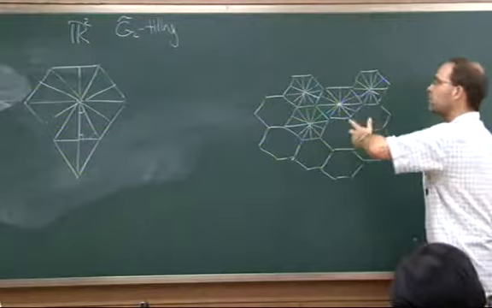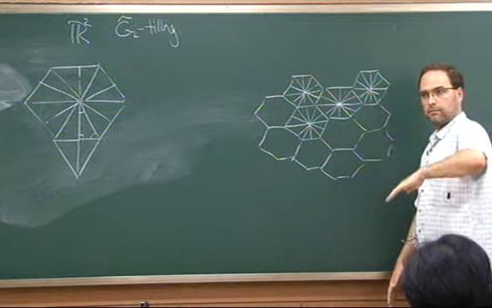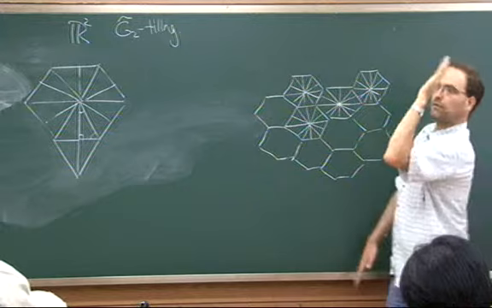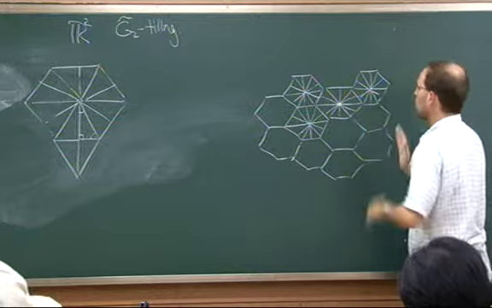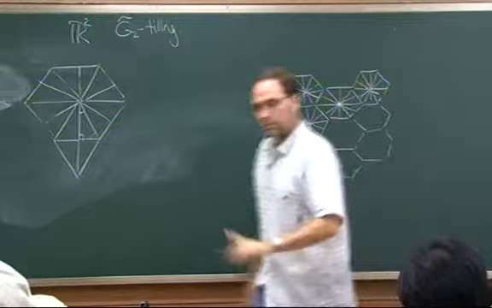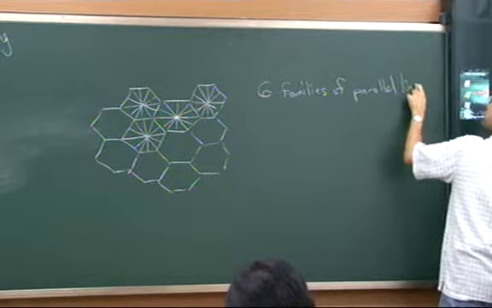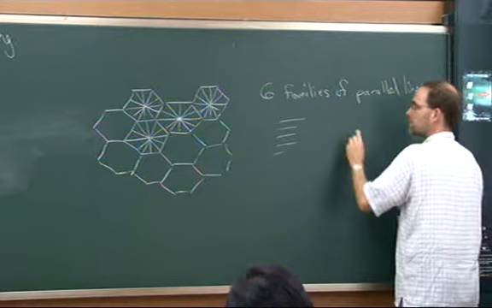One point that I want to make is that there aren't that many slopes, that there are only six different types of lines. There are horizontal lines, vertical lines, and lines at pi over 6, pi over 3, pi over 2. There are six different slopes, and there'll be parallel copies. There's this line and there's this line. So there are six families of parallel lines.